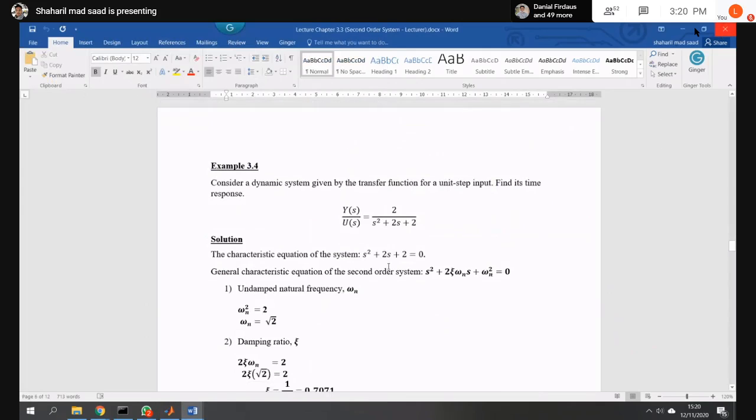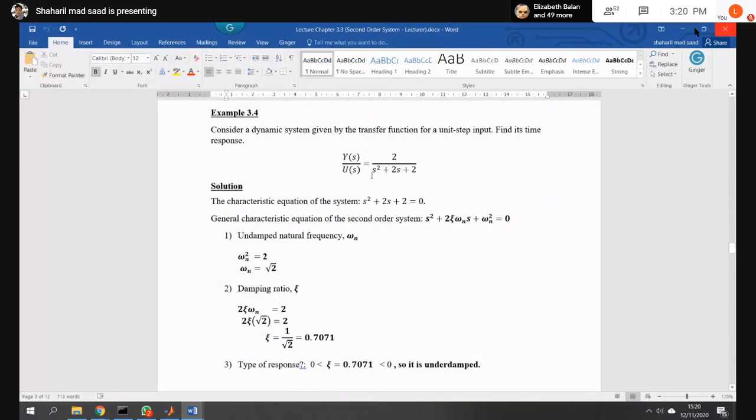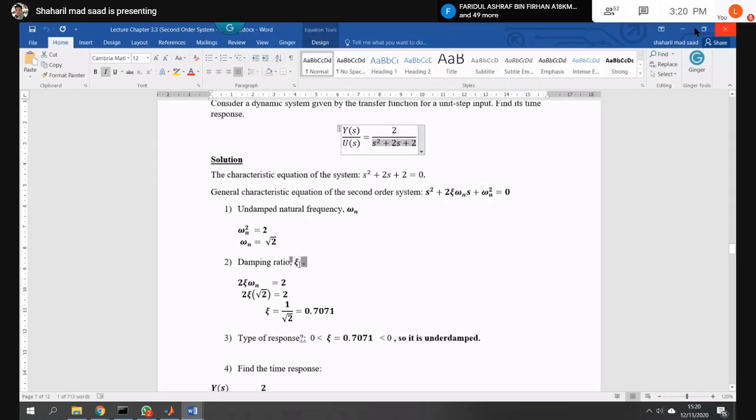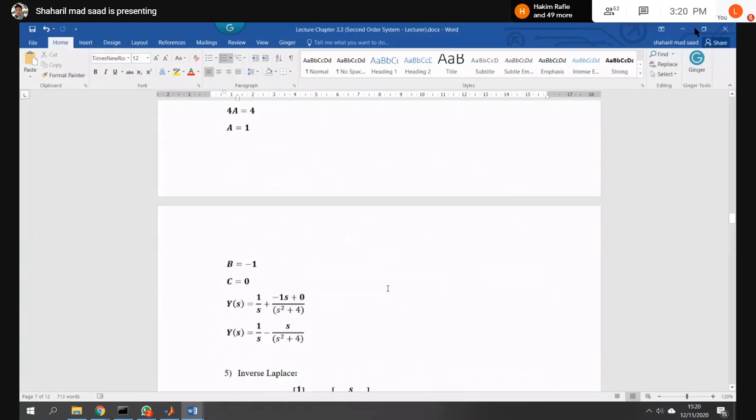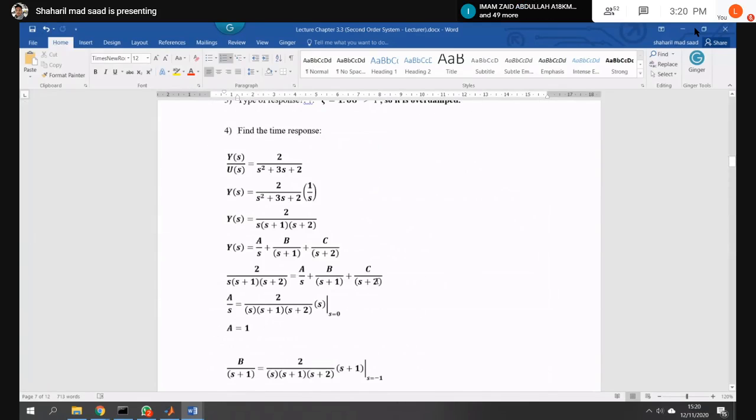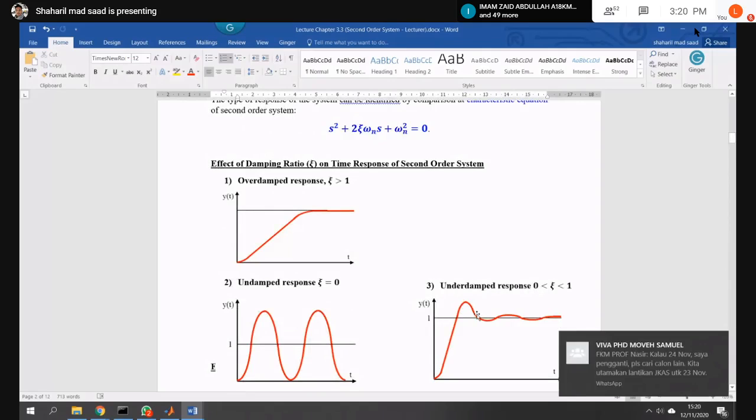Next example here. You just compare it. Our objective is to find the damping ratio. Damping ratio, sorry. We can find it equal to 0.7071, which is more than 0 and less than 1, so we call it underdamped. For underdamped, the graph will be something like this, with some overshoot here.